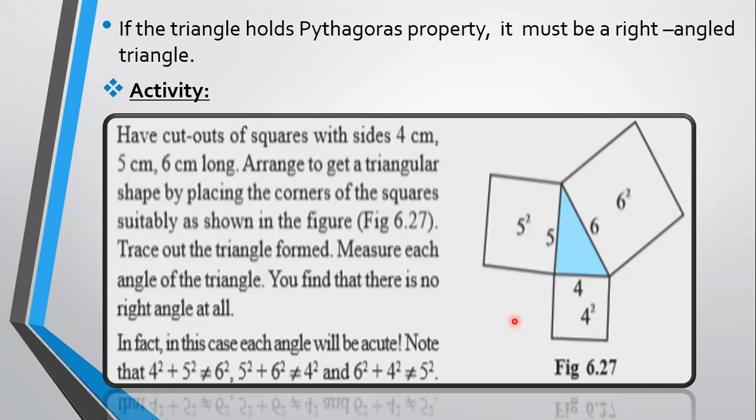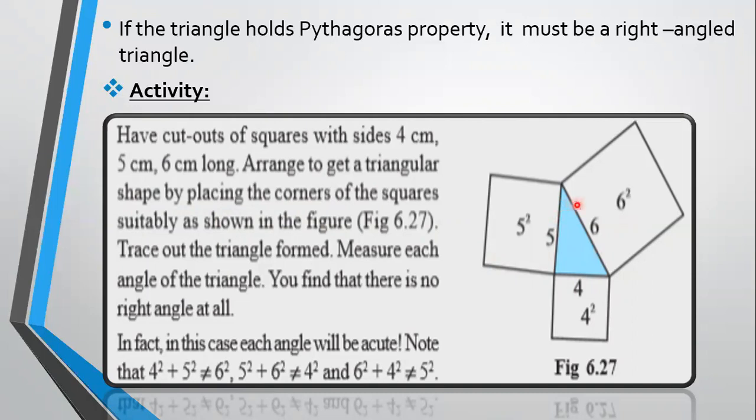That means acute angle triangle and obtuse angle triangle do not hold Pythagoras property. That we will prove with an activity. Here we have cutouts of squares with the sides 4 cm, 5 cm and 6 cm. Arrange these squares to get a triangular shape by placing the corners of the squares suitably as shown in the figure. Here we will take a 4 cm square, a 5 cm square and a 6 cm square.